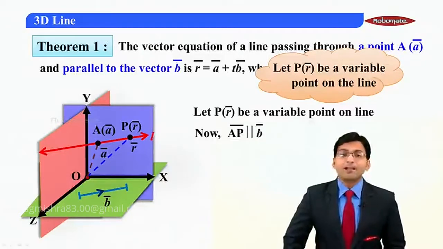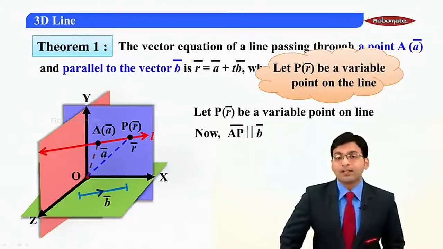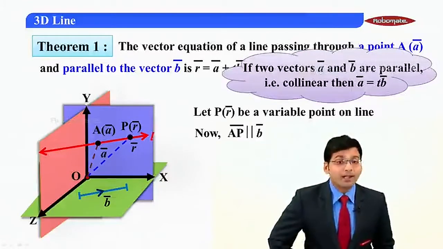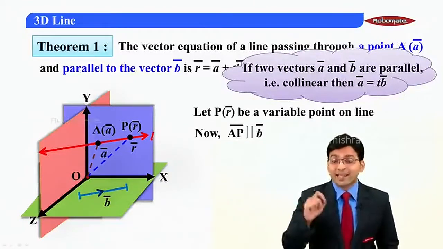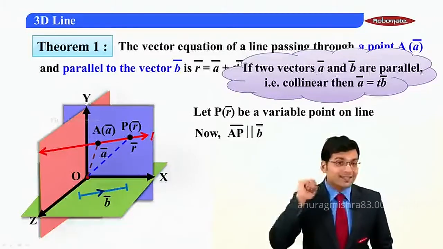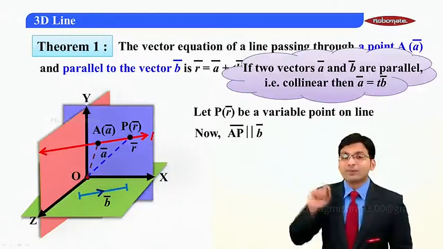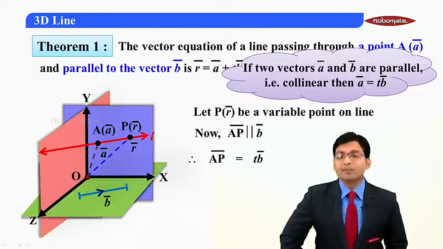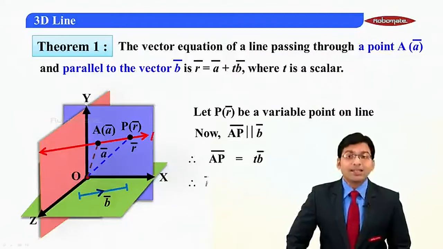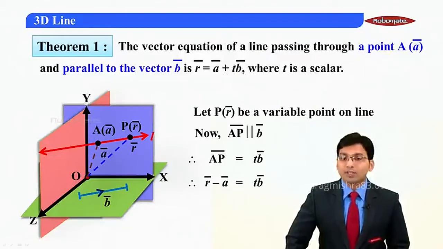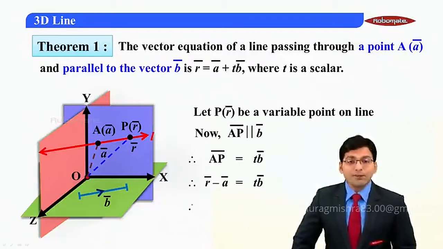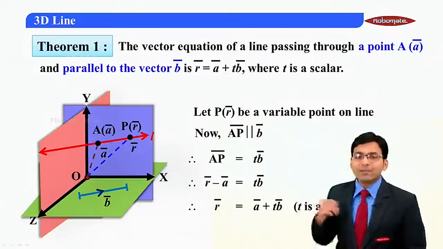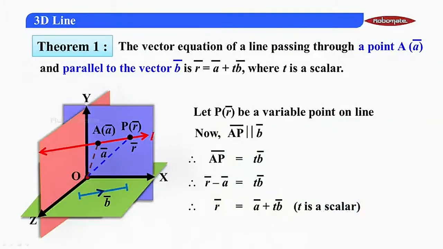Now AP bar is parallel to B bar. That means when two vectors are parallel, we can write one vector as a scalar multiple of the other. So in our case, we can write AP bar is equal to t times B bar. AP bar, students, is R bar minus A bar, which is t times B bar. On simplification, we get R bar is equal to A bar plus t B bar, where t is a scalar.